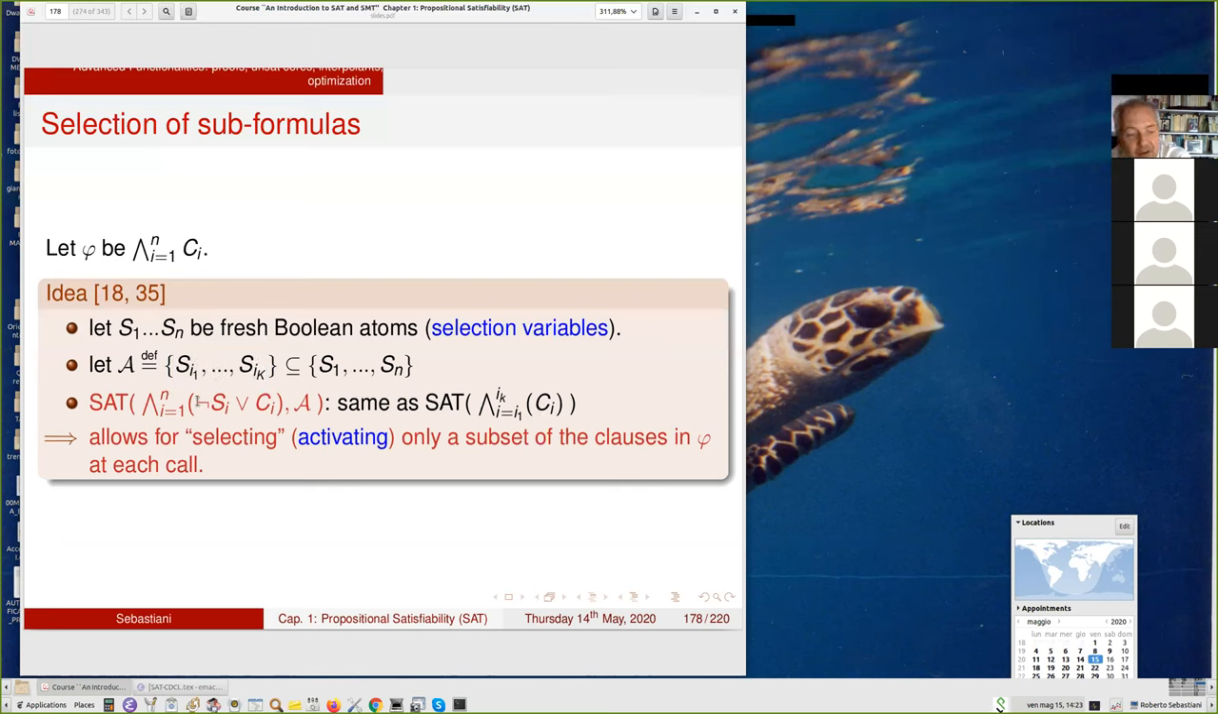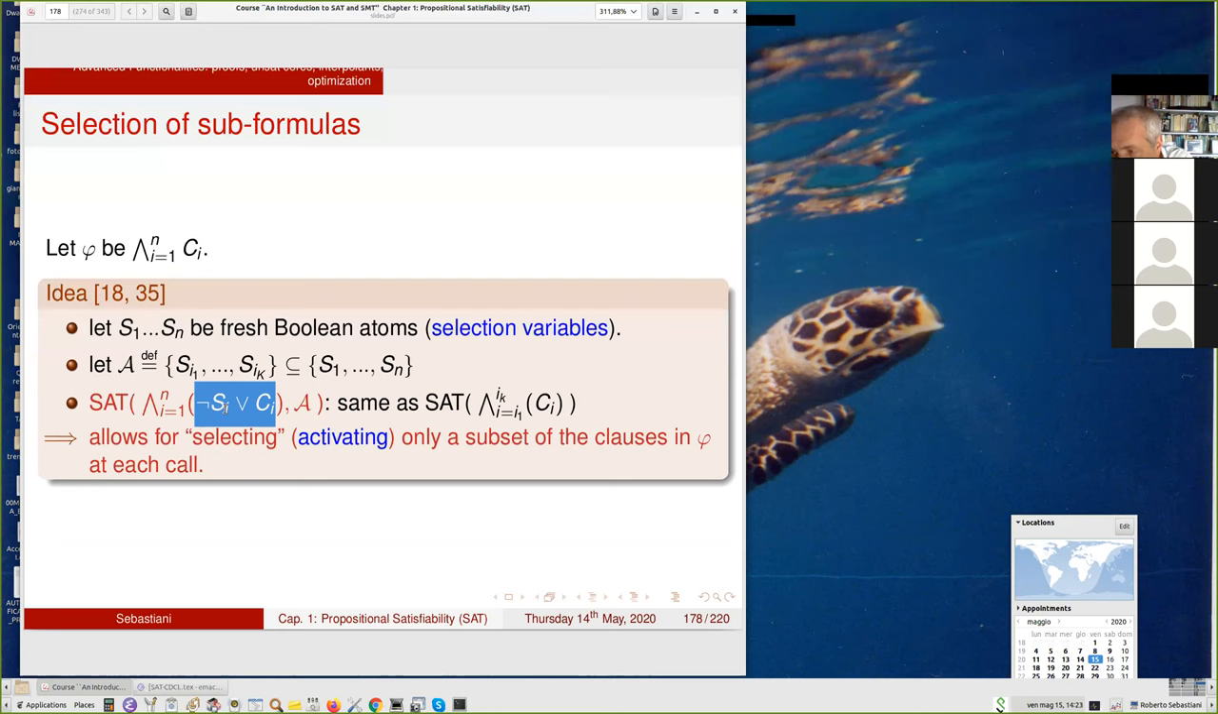Because there is a fresh variable which occurs nowhere else, this means that this clause is not constrained, because you cannot always make this formula true by setting SI to false, right? Okay, so in some sense, the SAT solver is smart enough to realize this, and so we don't really have to explicitly assume that all the other S, which are not in A, have to be false.